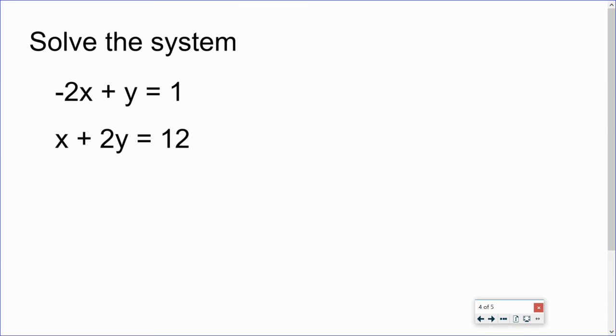All right, this one's a little different. As I look at this, it's not solved for x or y. And so now I can make a choice. Which one would I rather solve for? The x? If I solve this bottom one for x, that's fine. If I solve this top one for y, that's fine. Let's just mess with the top one. So I'm going to add 2x to both sides. So I got y is equal to 2x plus 1. All right, let's put that y in for this y.